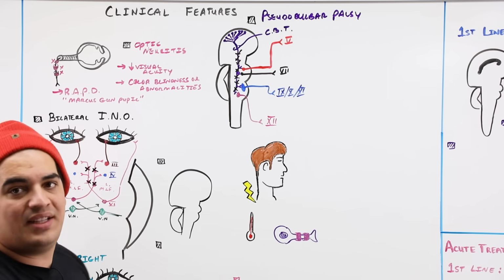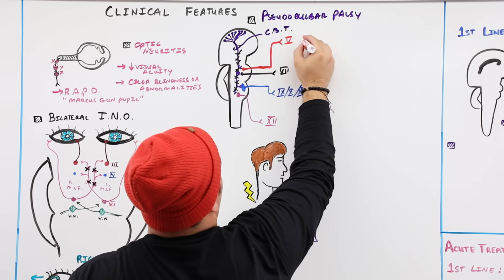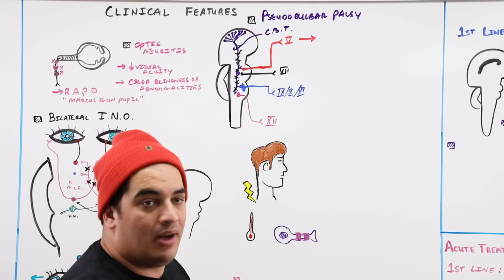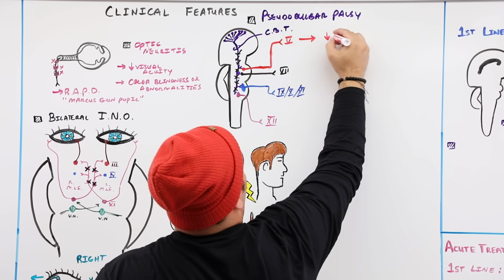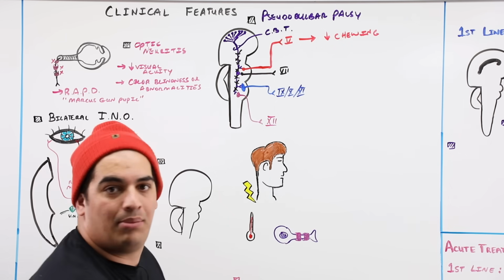Now, with this, how would it present? We're not going to go crazy. I just want you guys to think about this logically. Let's not have to write down tons of stuff. What does trigeminal nerve 5 do, the motor component? Chewing muscles. If that's affected, you're going to have decreased chewing. Simple as that. Let's not make it too complicated, right?